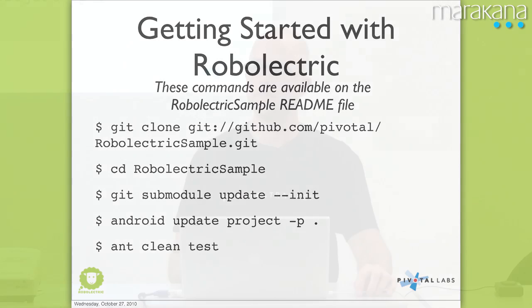We'll have time to dedicate to making some of these improvements I'm talking about, but if you are familiar with Git and these things, you should be able to run these commands, and you can find these commands on the Robolectric sample page, and you should be able to run the tests.